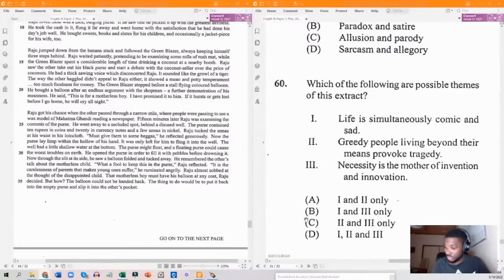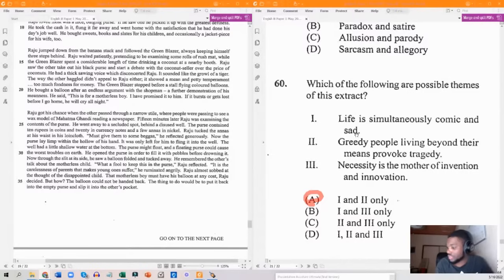All right, I won't hold you in suspense. My answer is A, 1 and 2. Life is simultaneously comic and sad. We see the comedy or the humor, as we mentioned in the previous question, in the thief being generous, the thief getting caught, putting back the purse and stuff like that. And sad, we see some sad elements in that someone is going to be punished for doing something that's kind of good, I guess, because he's putting back the purse and that's when he gets caught.